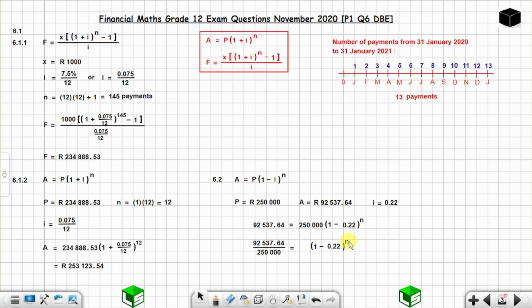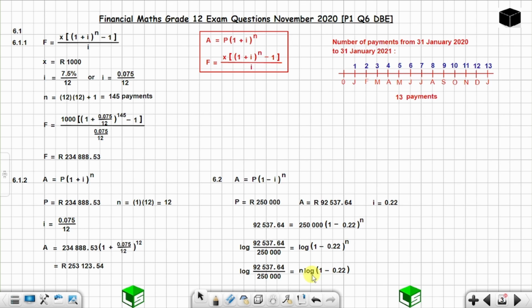n is the exponent. So for you to solve for n, since n is the exponent, you are going to introduce log on both sides so that you can drop this n. So you have this on the left side. This is equal to, you take this, you bring it down. Now you have this log of this. To solve for n, you're going to divide by log of 1 minus 0.22 on both sides so that you can have n on its own.